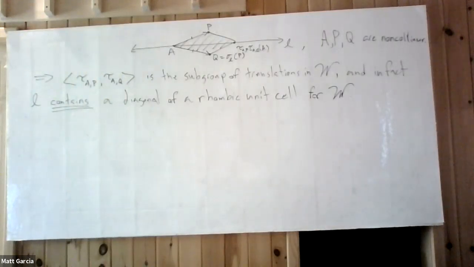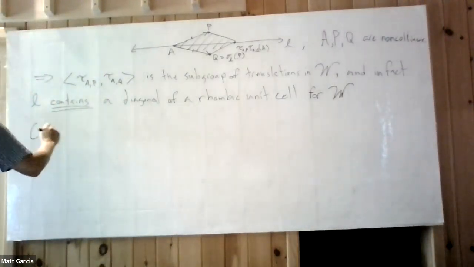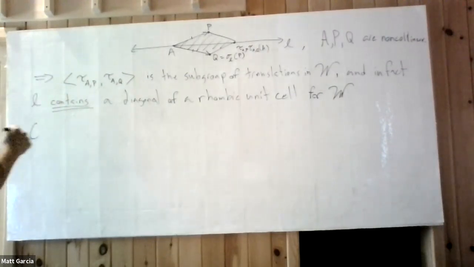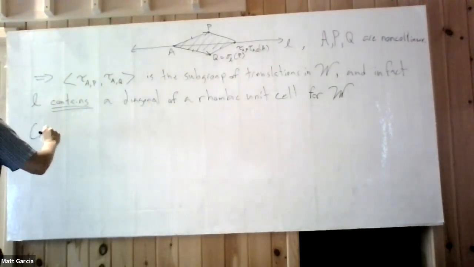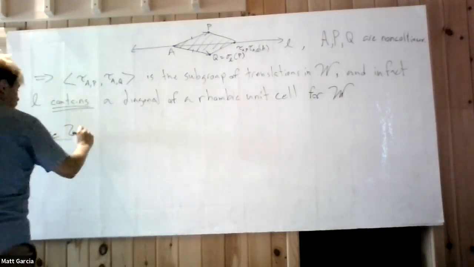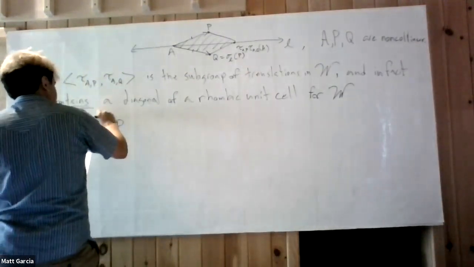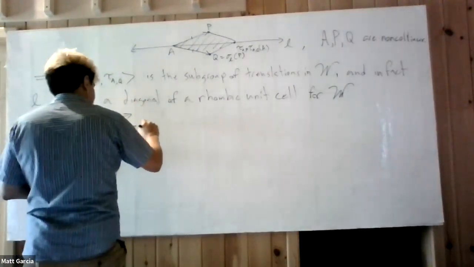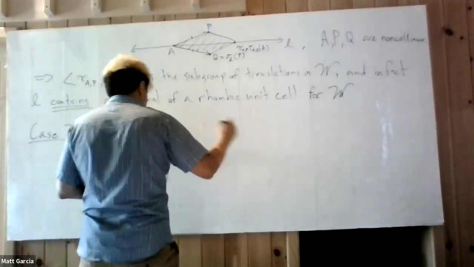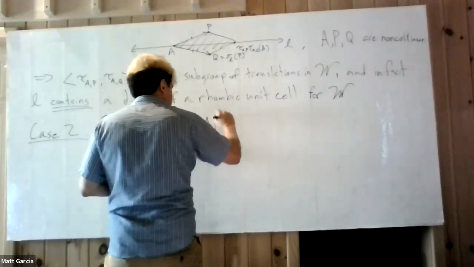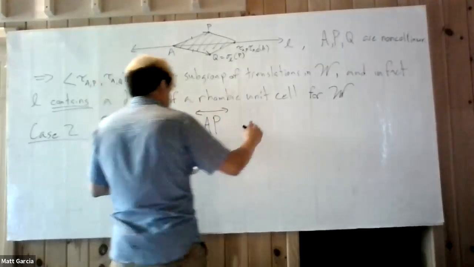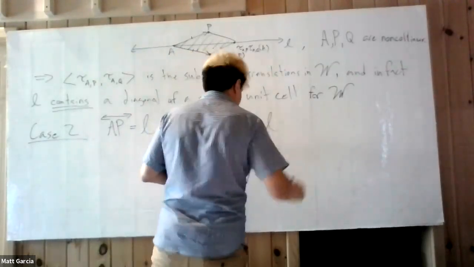Okay. So now, let's do the slightly more complicated case of where L is equal to that line A through P, or L is perpendicular to the line A through P. I'm sorry, the line through A and P. Case 2. The line AP is in fact equal to L, or the line AP is perpendicular to L.